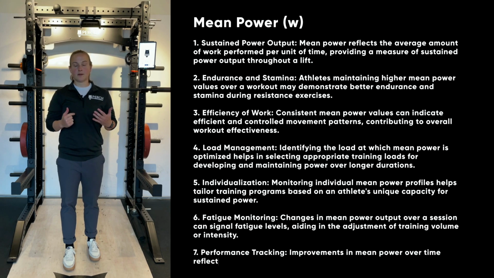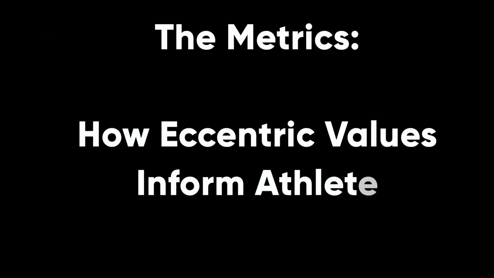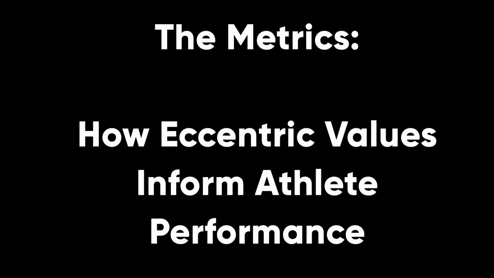Number 7, performance tracking. Improvements in mean power over time reflect progress in an athlete's ability to sustain power output, contributing to overall athletic performance. Again, you'll notice that there are some similarities and some overlaps in mean and peak power metric indicators. Keep that in mind. The next metrics we'll talk about are the eccentric metrics that Perch enables.